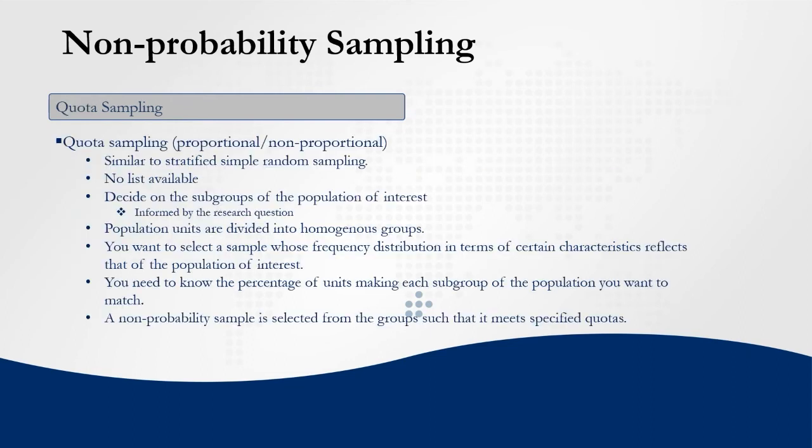And then we also have quota sampling. Quota sampling is similar to stratified simple random sampling, as we saw. Even though my approach is a non-probability sampling approach, I'm also aware that my population is not homogeneous. So I'm not using a probability sampling scheme, but I know that my population is not homogeneous. Because I have that knowledge, and I also have totals of subgroups, what I will do is divide my population into subgroups.